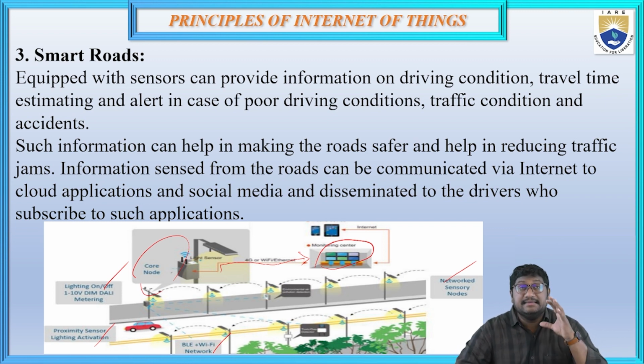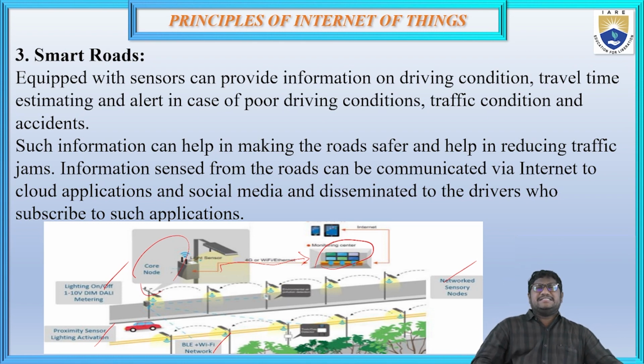See here, in this smart road system, we are going to get some information which is going to reduce the traffic jams, and also the roads can communicate via internet through the cloud applications, or the social media. Sometimes the drivers are rash. Seeing an empty road, they will rise up to 120 or 130 kilometers per hour. At that time, it is overspeed. That is also sensed by the sensors which are placed on the road.